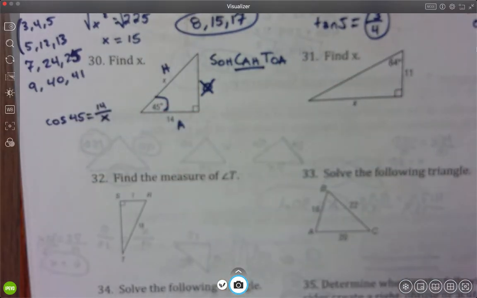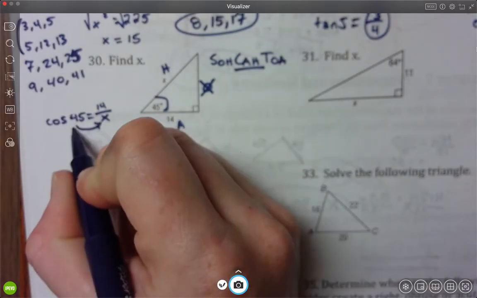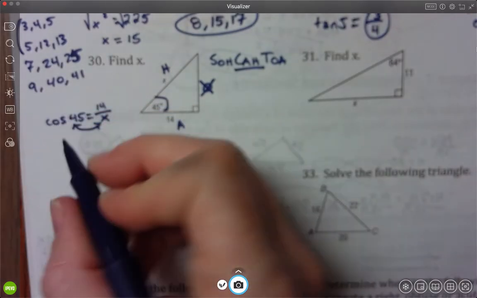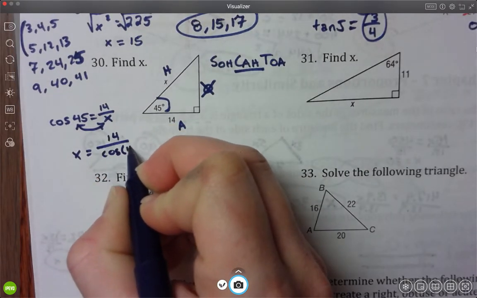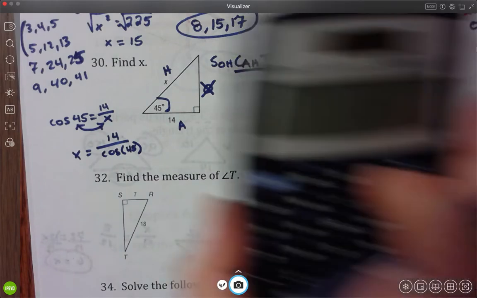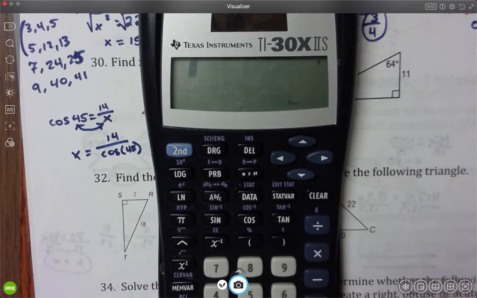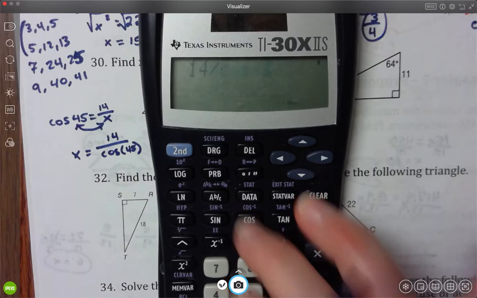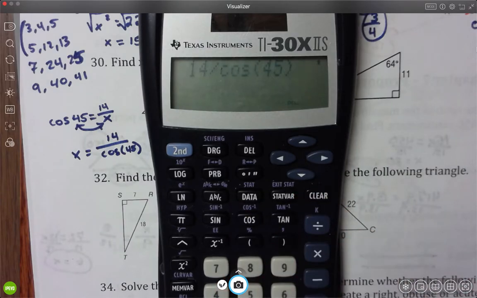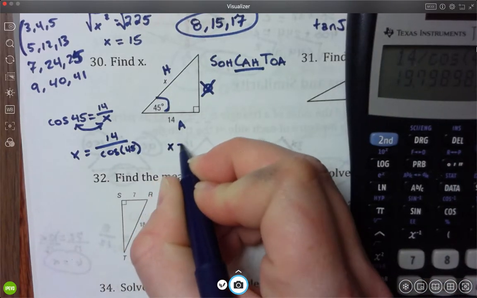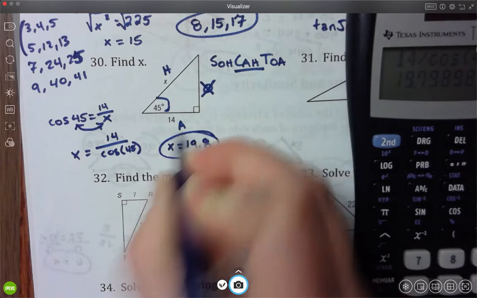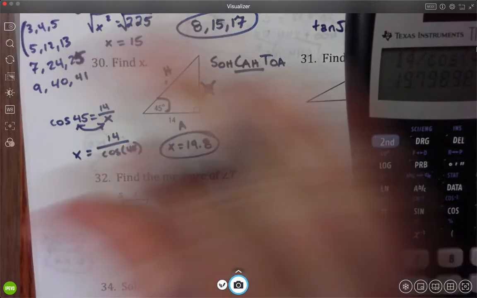And then since the X is in the bottom and we're trying to solve for him, okay, we're going to flip those two guys around, and X will be 14 divided by cosine of 45, okay? Make sure your calculator is in degrees. 14 divided by cosine of 45, close parentheses, okay, and we get 19.8-ish. So X equals 19.8, and that's how we can solve for him, okay? All right, let's move on to 31.